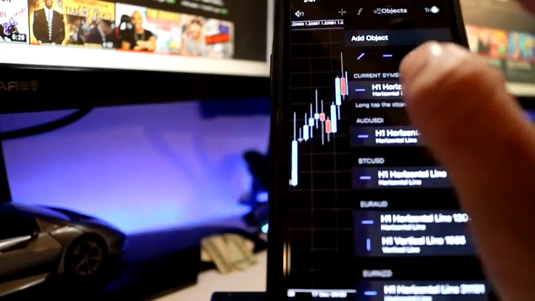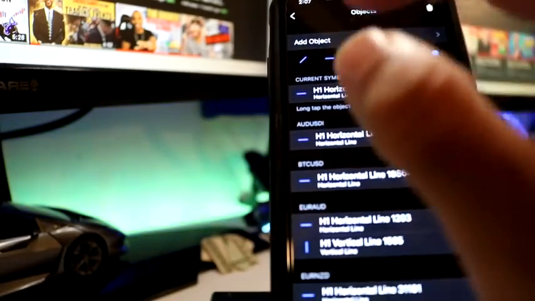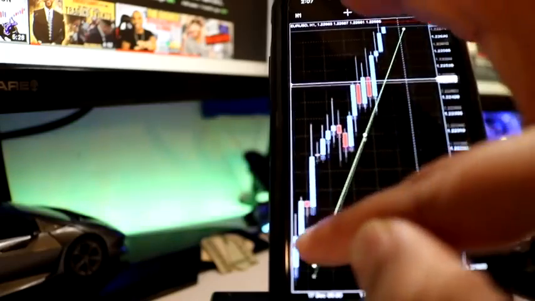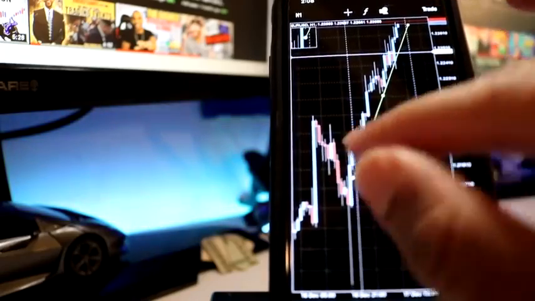Right next to that, you have this button right here where you can add, all right, different tools. Like, for example, let's add a horizontal line right here. So now we can start doing some markups on our chart. We can add a trend line. Right, you could do some markups on your chart to make your trading a little bit better.